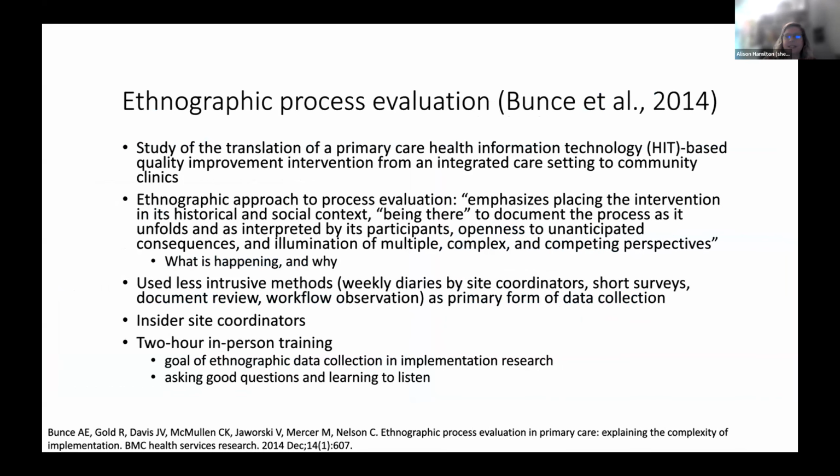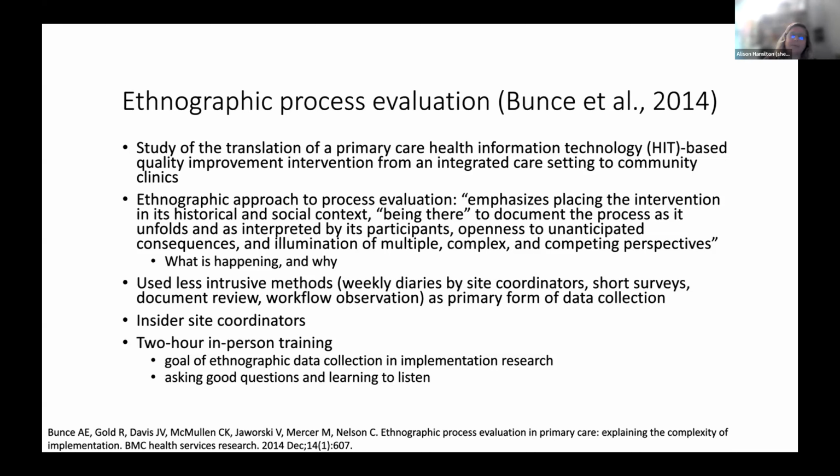I think I have one more example to share with you, if I'm remembering correctly. This paper by Bunsen and colleagues, which is an ethnographic process evaluation, provides really great food for thought in terms of how to use ethnography. They mention placing the intervention in a historical and social context. Being there is a big part of ethnography so that we can really document process as it unfolds and be open to unanticipated consequences. We're really asking, what's happening here? Why is it happening? How can we understand that?